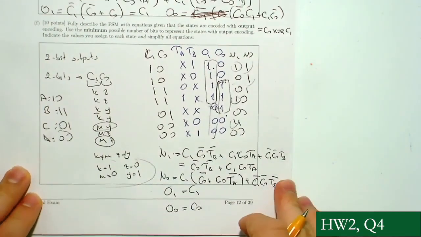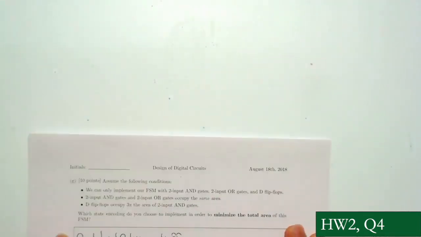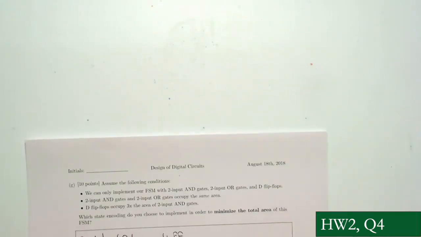So this is the F1. The last question asks, right? So the last question says that, which one would you choose to minimize the total area of this FSM?